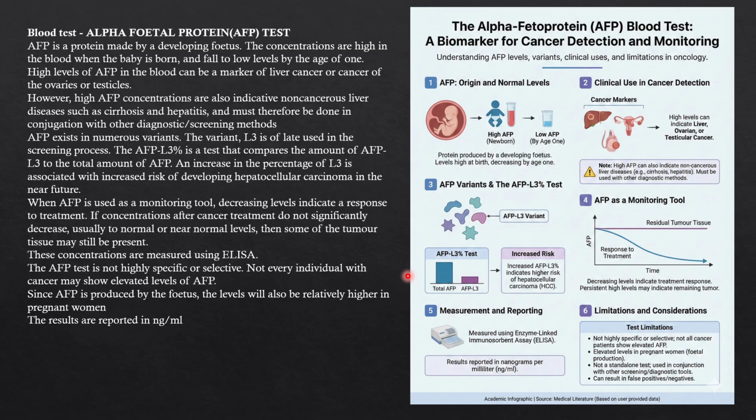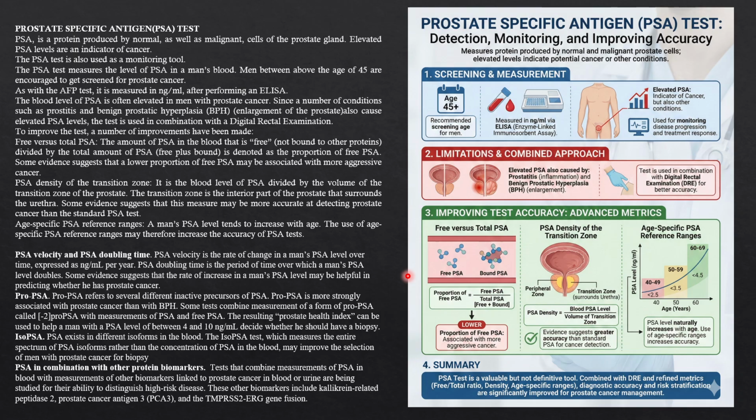So AFP is used as a monitoring tool, with decreasing levels indicating the response to the treatment. If the concentration after the cancer treatment does not significantly decrease, usually to normal or near normal levels, then some of the tumor tissues may still be present. These concentrations are measured using the ELISA tests, and the AFP test is not highly specific or selective, and not every individual with cancer may show elevated levels of alpha fetoprotein.